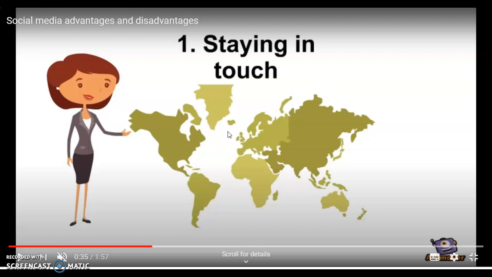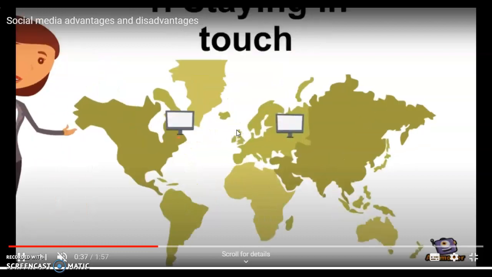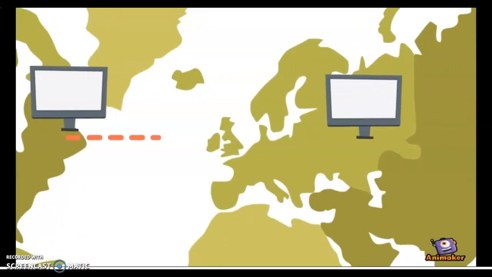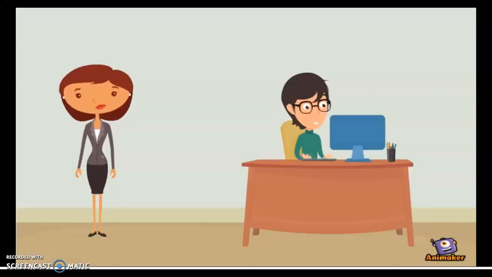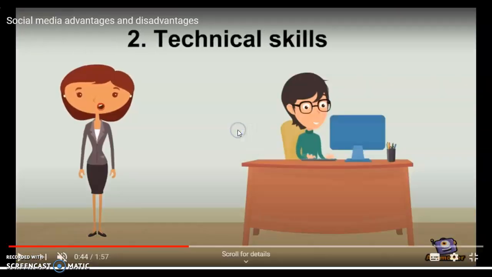Suppose my cousins are in the USA. With just a click, either with the help of a video call or with the help of Facebook or Twitter or any other social networking site which is available, within 2 minutes I am able to communicate with them. That means distance is not a matter nowadays. It is just a click which helps us to connect to any other person.